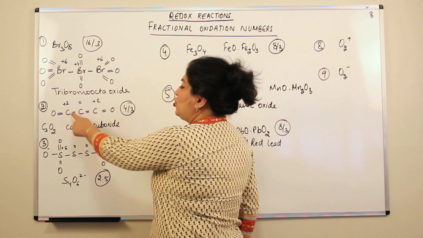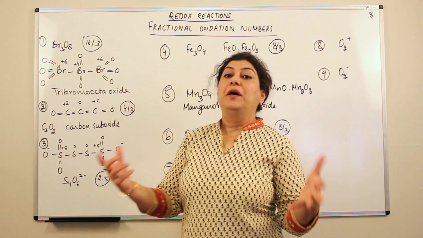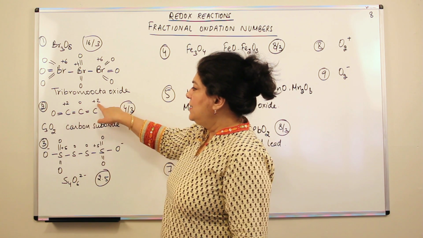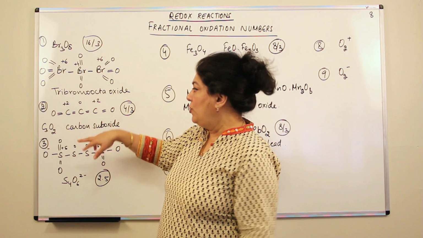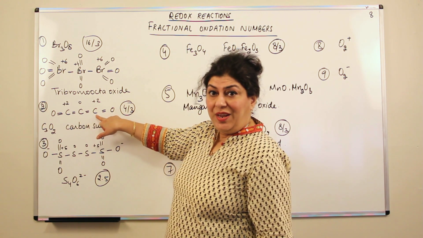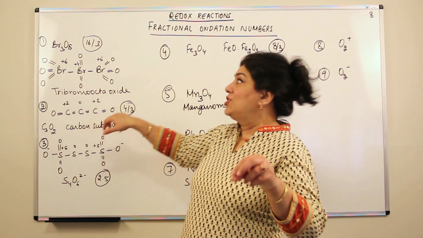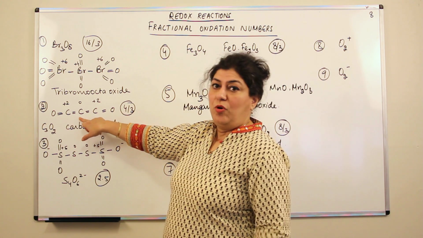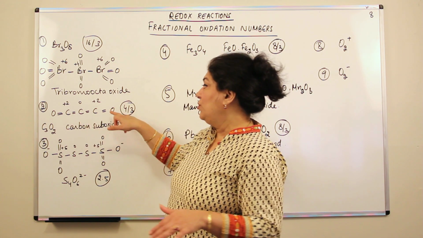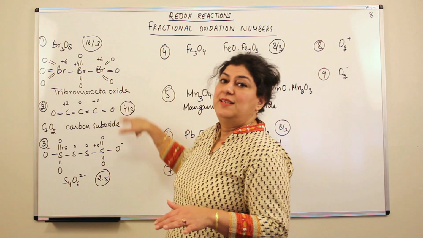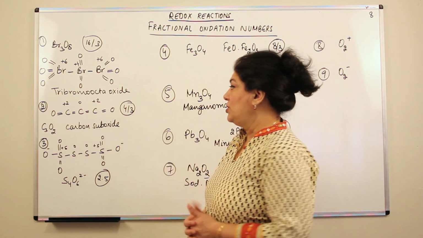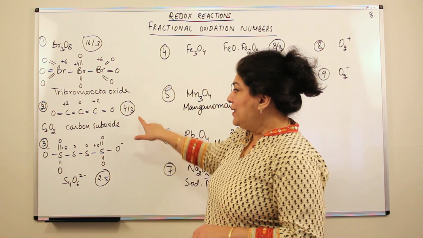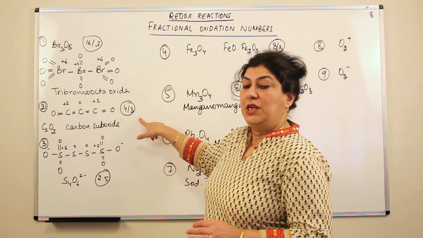So what is the total number of charges present on carbon? The total number of charges is 2 plus 2, 4, plus 0 is 4. But the number of atoms is 3. Therefore, the fractional oxidation number of carbon in this molecule would be 4 charges divided by 3, and they are positive charges. So do you understand? Again, we got a fractional oxidation state.